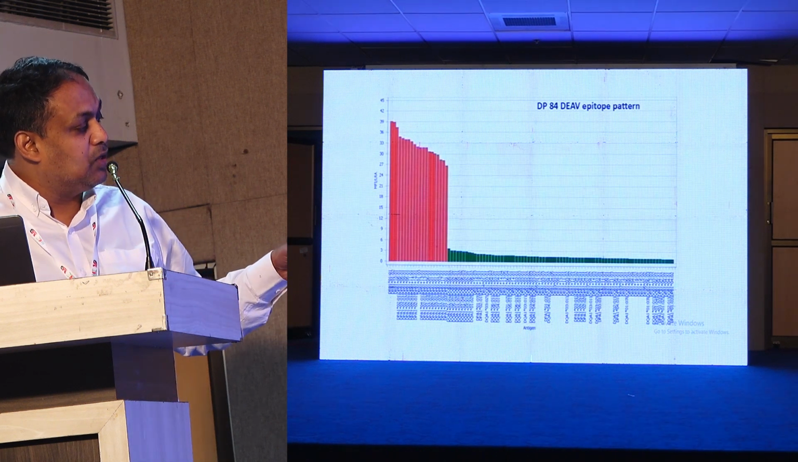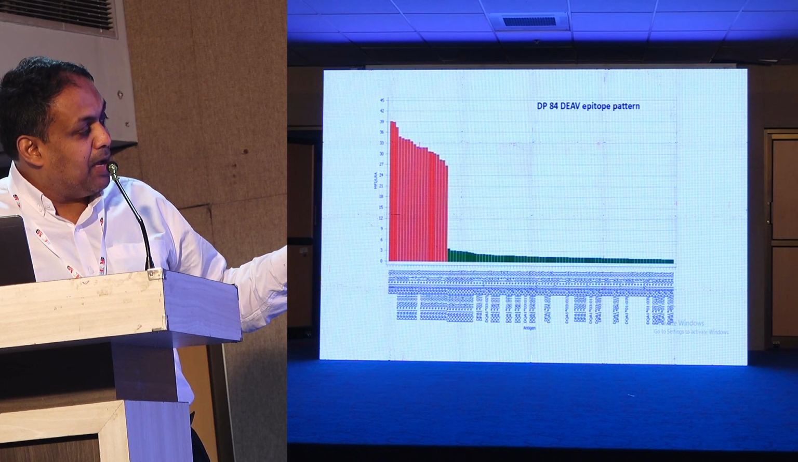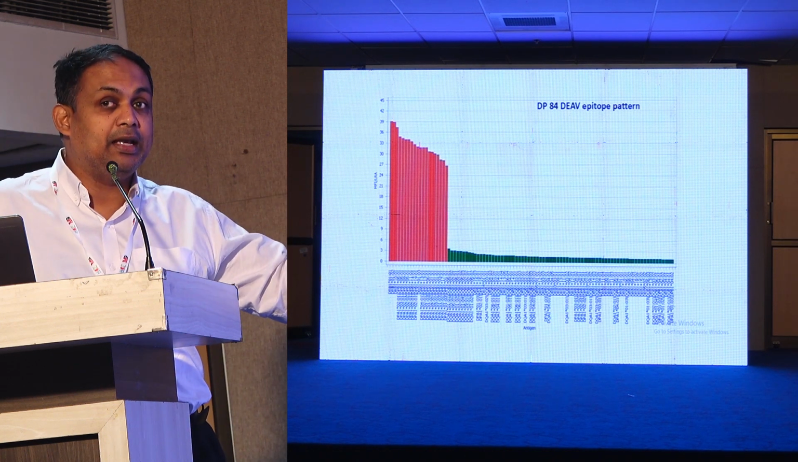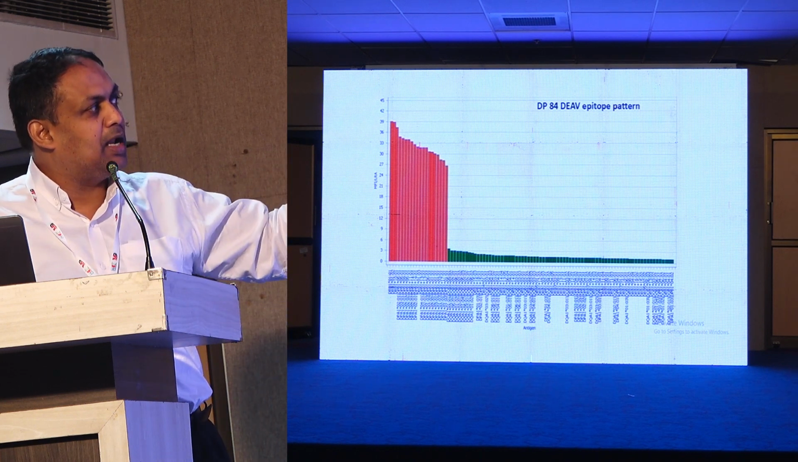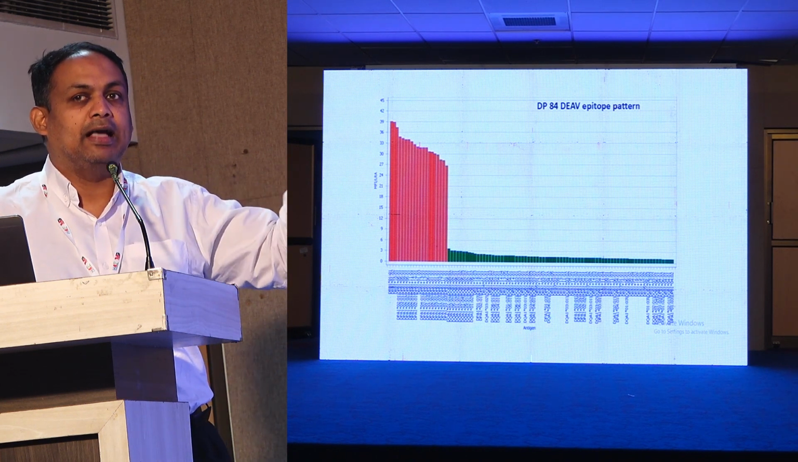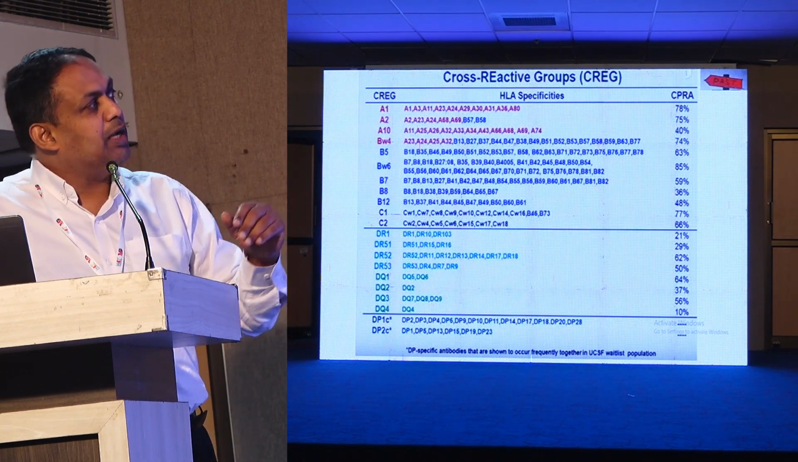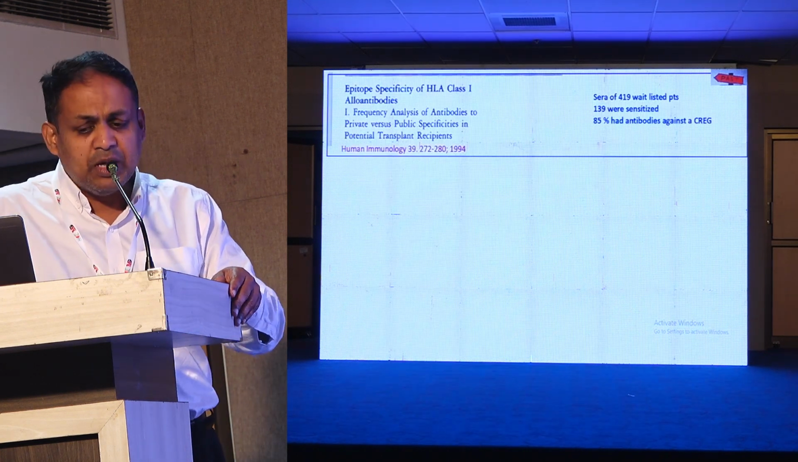This is one case, an 84DAV epitope pattern. Everything is basically DP, so that is a significant DP antibody. Getting one DP or two DP, and having a block like this falling in an epitope pattern, are two entirely different pieces of information. So this is a whole list, and you can see it online. People have looked at it.